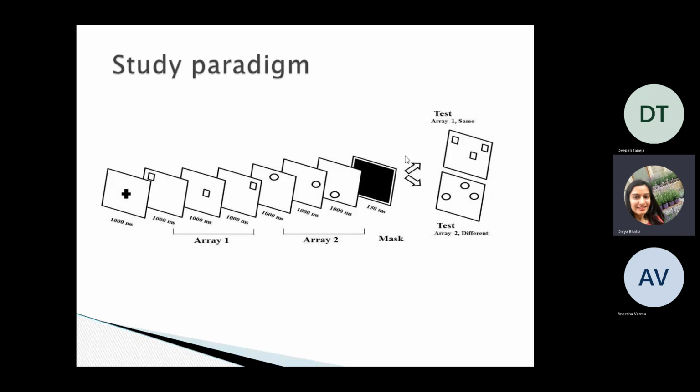This card has just one object, and the recognition card has multiple objects. Yes, it's a serial presentation of the items, and at recognition, all of the items from one array, the test array, are presented on the screen, and participants judge whether they appear in the same locations or different locations. So this is the basic study paradigm. In further experiments, we'll be making modifications to this. So we understand the task by now, right?